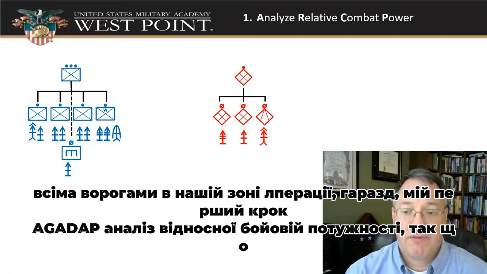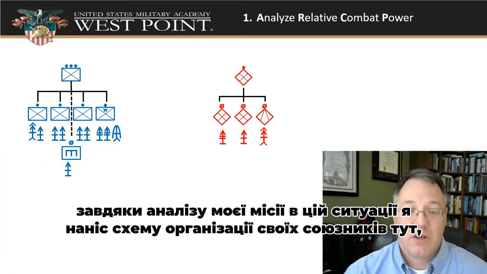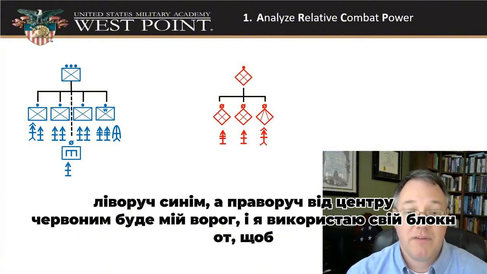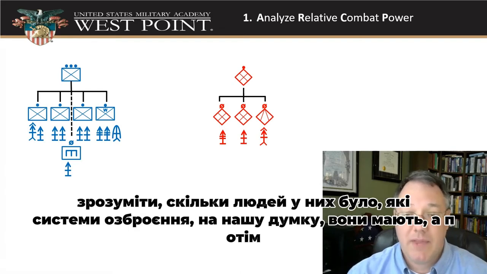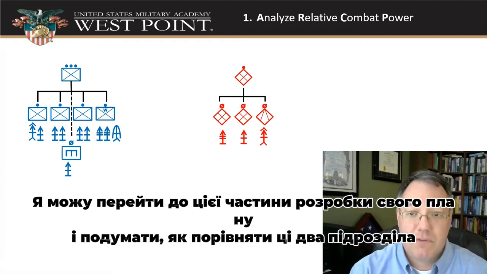My first step of AGADAP is to analyze relative combat power. Through my mission analysis and situation, I came up with my friendly task organization here on the left in blue, and on the right of the center in red is my enemy. I laid out my red checkbook to understand how many people they had and what kind of weapon systems we think they have, and then I can think about how I compare my two units.